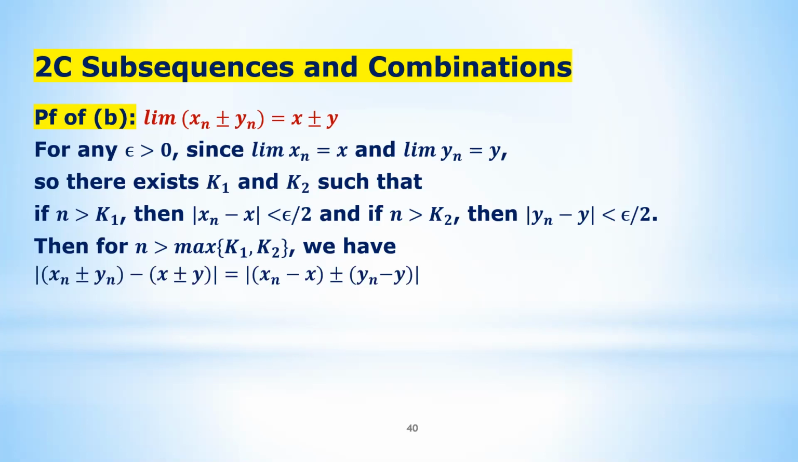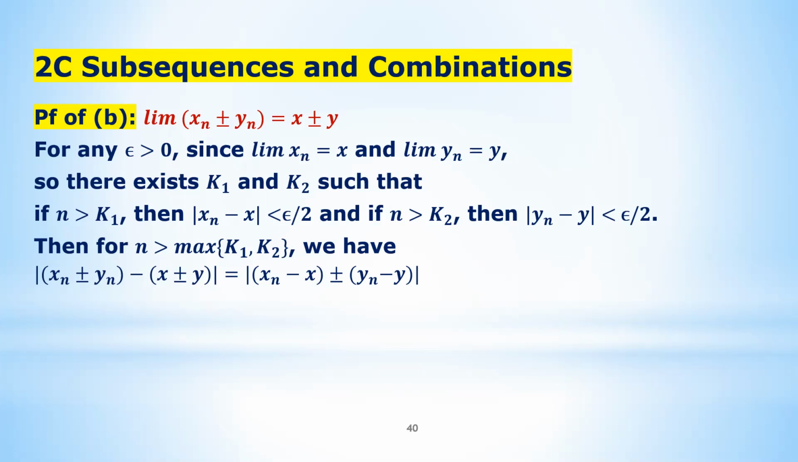Now look at the combined sequence. Here I'm still using plus or minus, that's fine. So the combined sequence is xn plus or minus yn, and I need to subtract its expected limit, x plus or minus y. Now you're involving four terms. So I put the x terms together and the y terms together, and you'll have xn minus x as one part, and yn minus y as another part. They are linked by plus or minus, depending on the previous plus or minus.